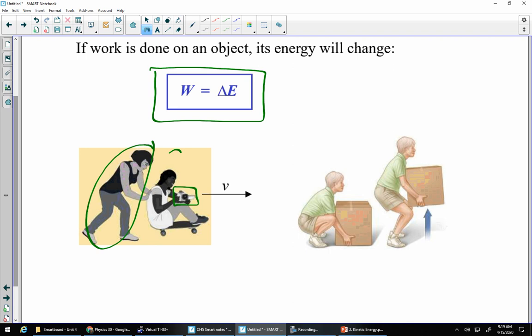The person's doing work on the other person. It looks like in this case they're going to increase their speed if they're sitting on a skateboard. And if they increase their speed, we know that they're increasing their kinetic energy.